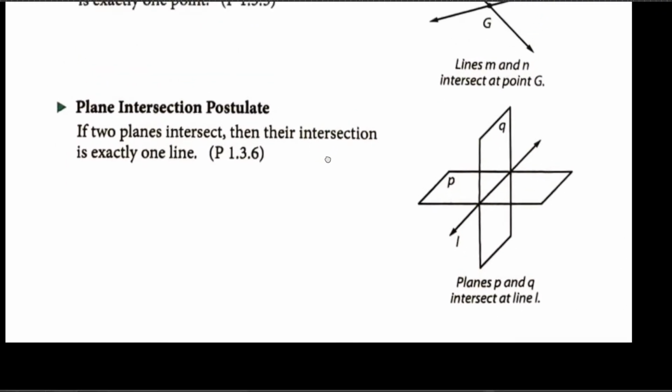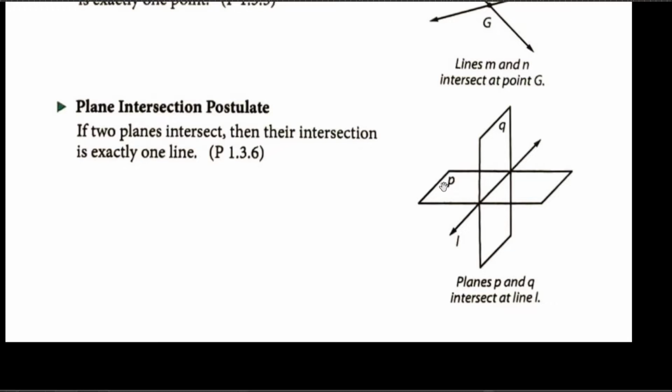The last one is the plane intersection postulate. If I have 2 planes, say 2 sheets of paper next to each other, or I take this wall, we already talked about this earlier when we did these homework assignments. You take this wall, you take that floor, how does it intersect? This wall right here and the floor, what do they make when they intersect each other? They make a line. And that's basically what this postulate says, okay?